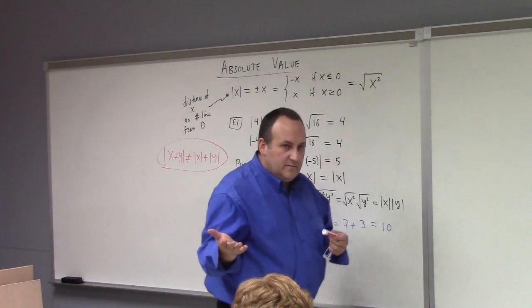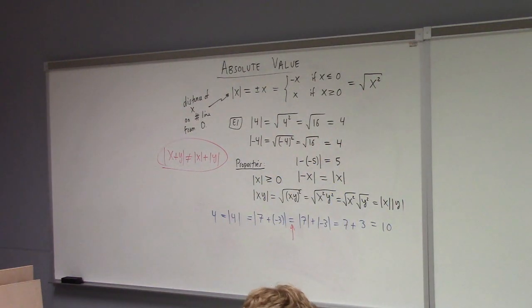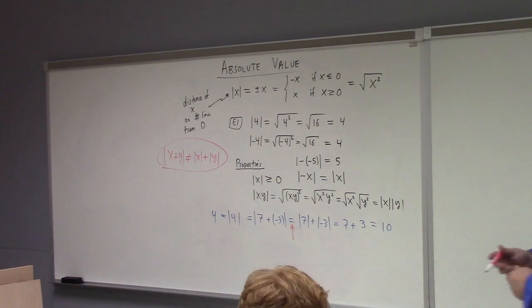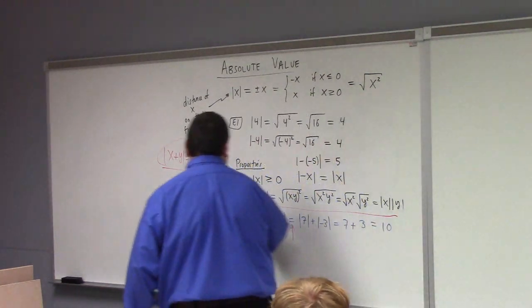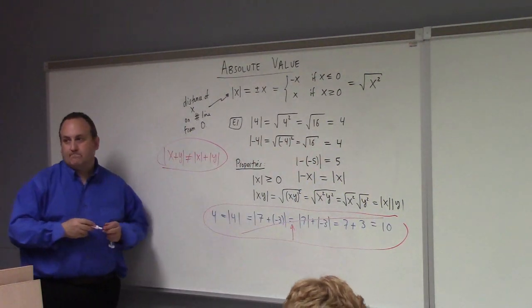Well, it could be true if x and y are both positive, but if one of them is positive and one is negative, they cancel each other out, and you just don't get equality here, like I show in my blue example. My blue example is a cautionary tale. Don't do this. Let me put a big old no. All right, can't do that.